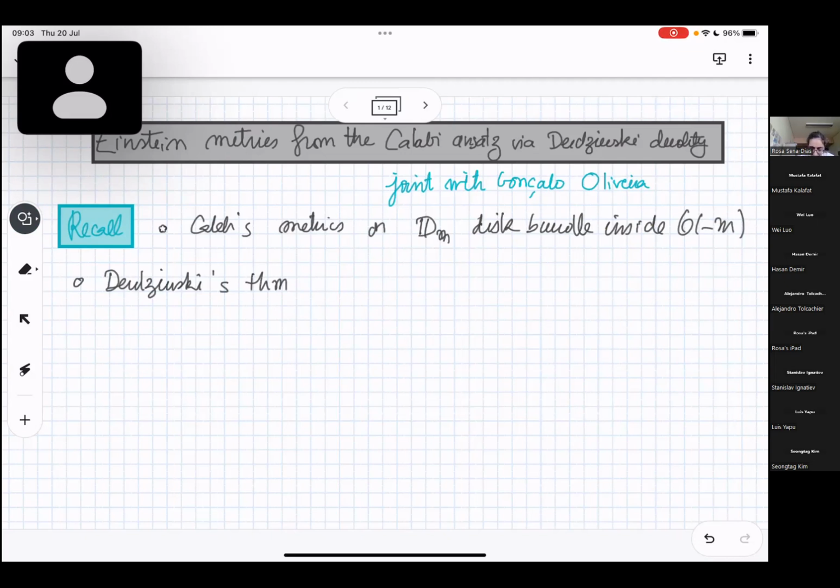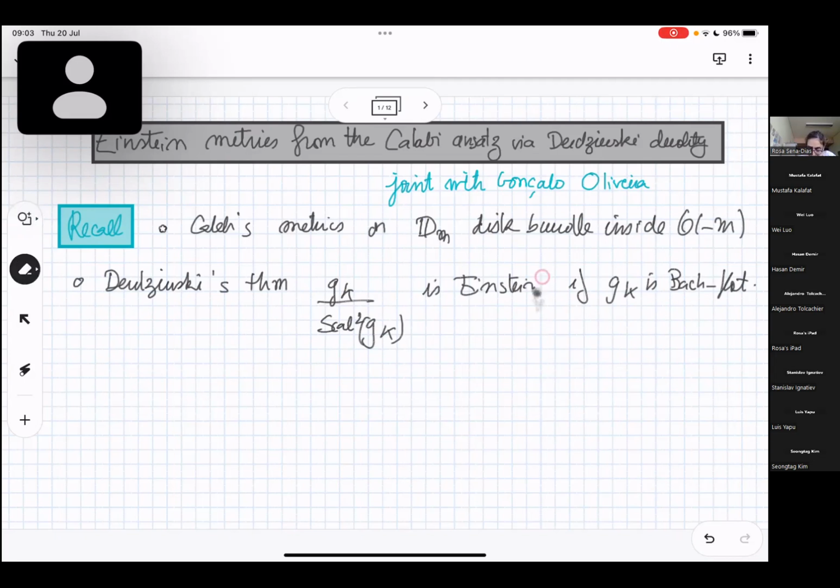if you have g_k, then g_k over scalar squared is Einstein if g_k is Bach-flat. So I want to produce Einstein metrics by mixing both of these ingredients. I crucially forgot to say that Calabi's metrics are extremal.